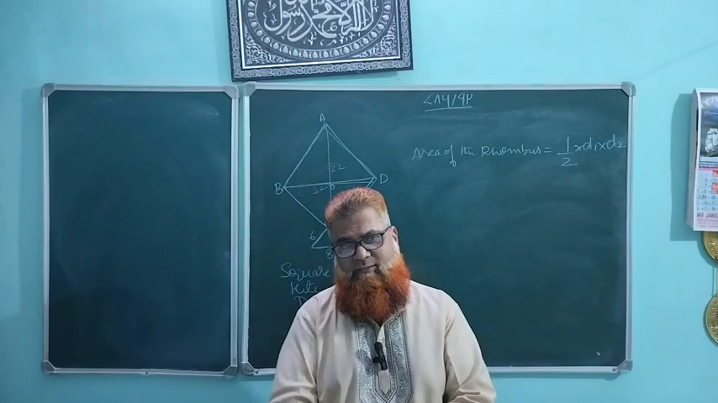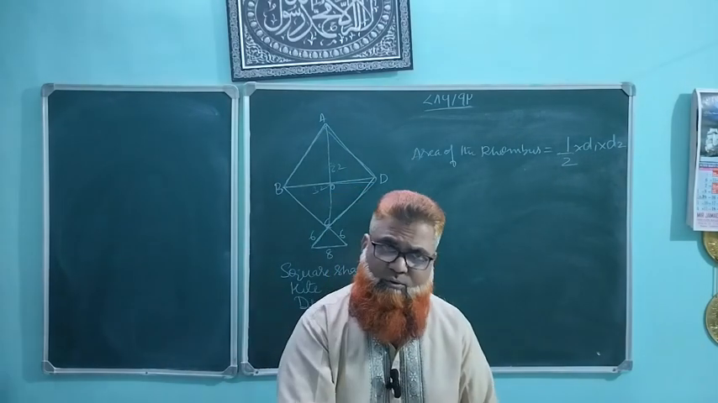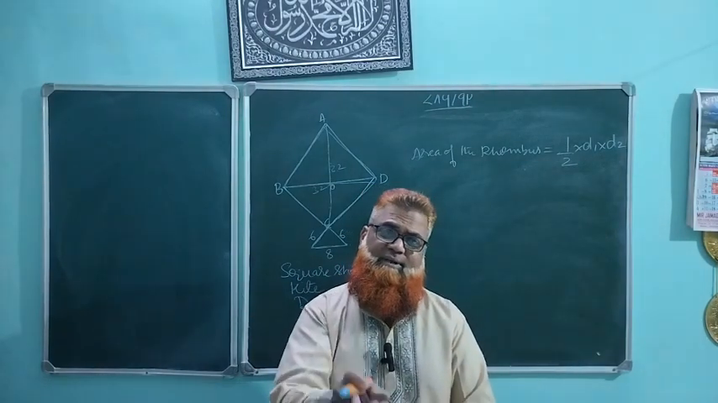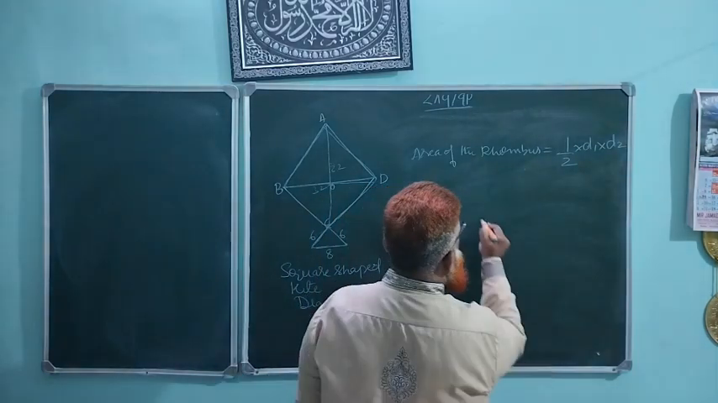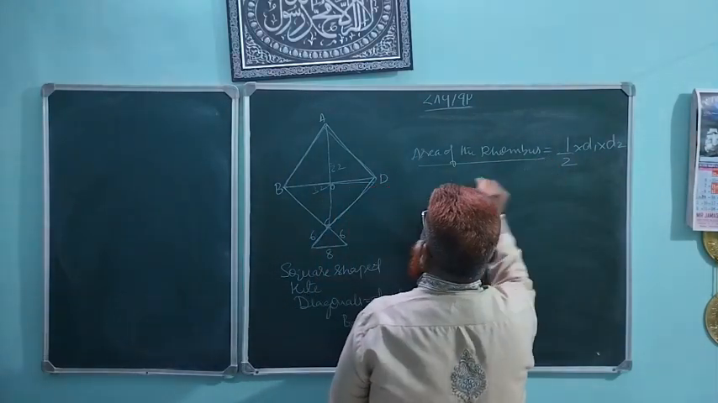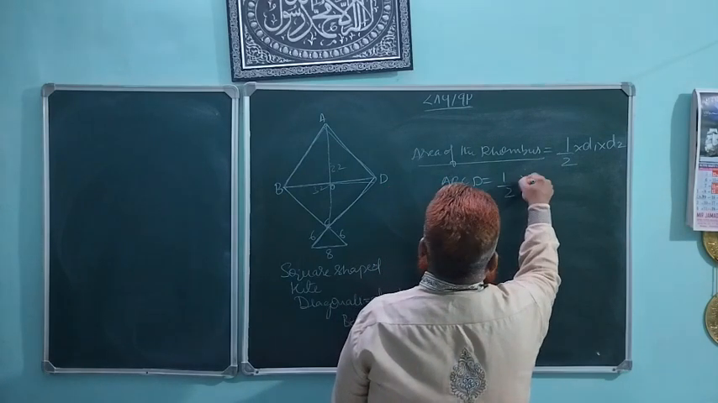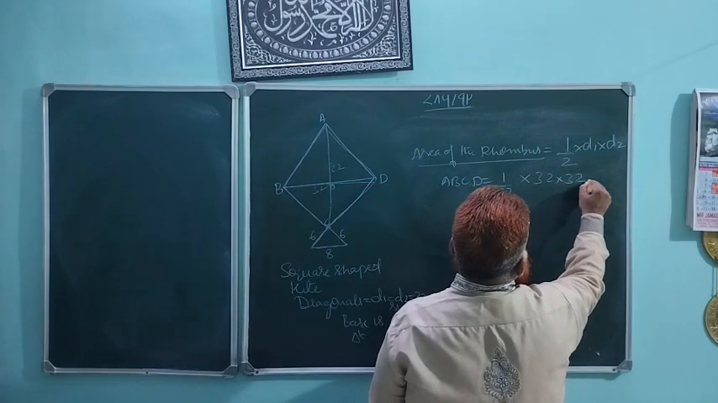In a rhombus, the diagonals are different, D1 is not equal to D2, but in a square, the diagonals are the same, D1 is equal to D2. So we will take here that the area of the rhombus ABCD, which is also a square, is half into the two diagonals, which are equal, 32 into 32.